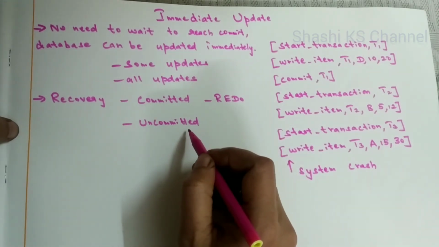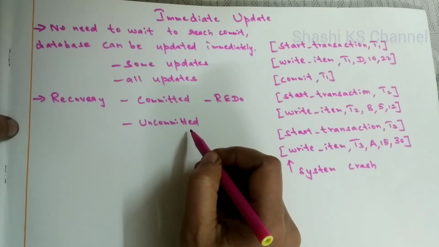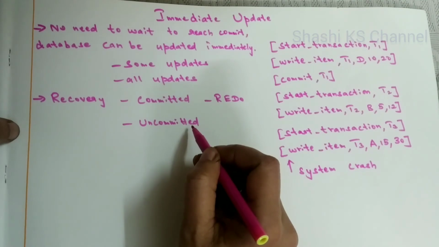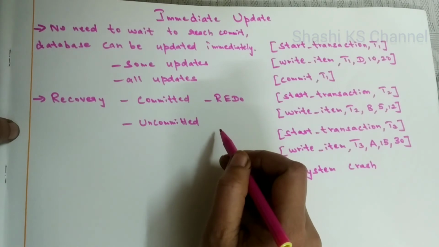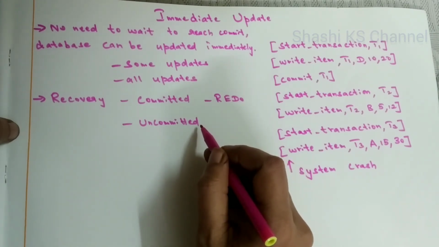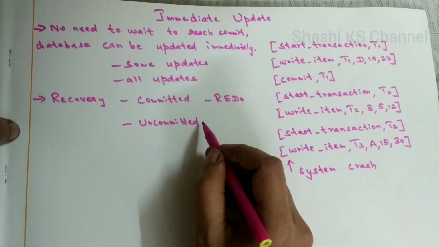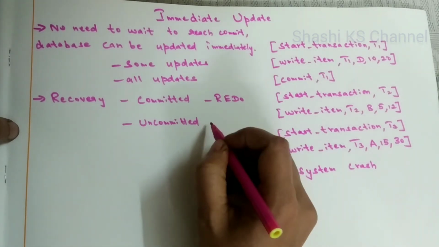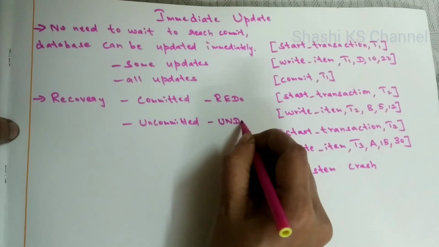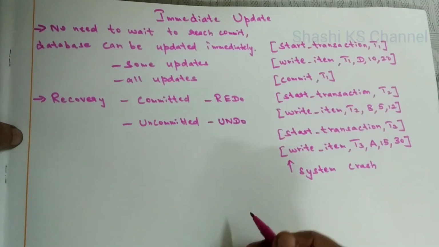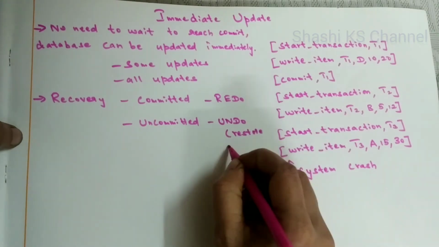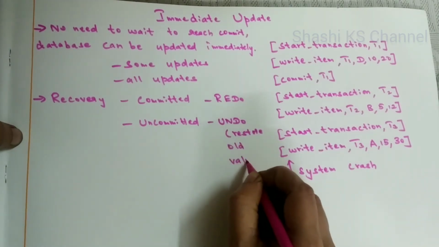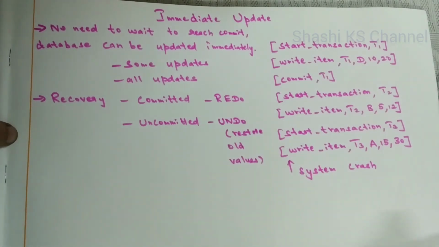What about the uncommitted transactions? They would have also caused some damage to the database on the disk, because even though they are uncommitted, since it is immediate update, they would have updated the data items in the database on the disk, and later the transaction would have failed. So they have modified the values of data items, and you have to restore those data item values to their old values. That means an undo operation has to be done for uncommitted transactions. What is the meaning of undo? You have to restore the old values of data items in the database.